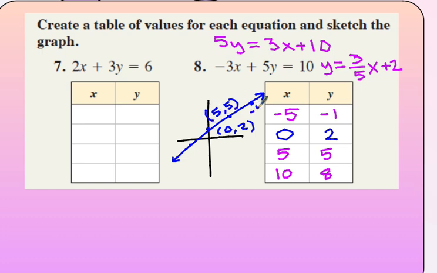But straight lines, usually we only need, oops, this is supposed to be 10. We only need 2 points, right? Because any straight line is determined by 2 points.